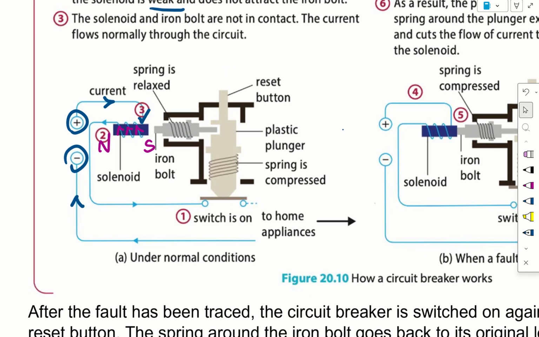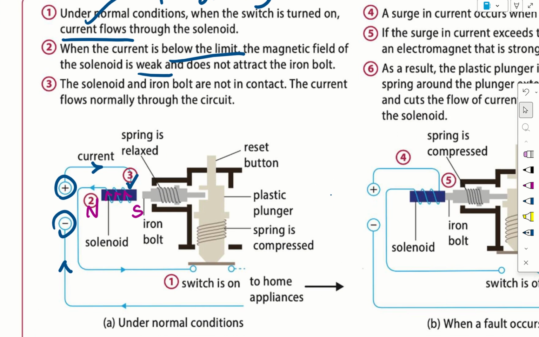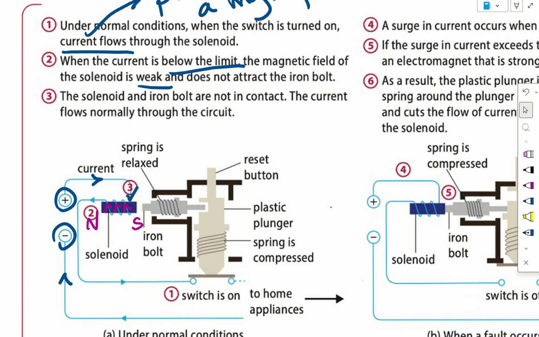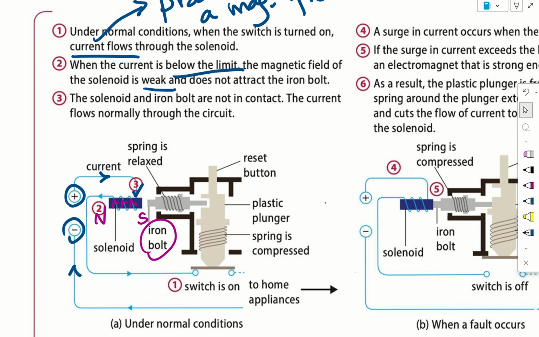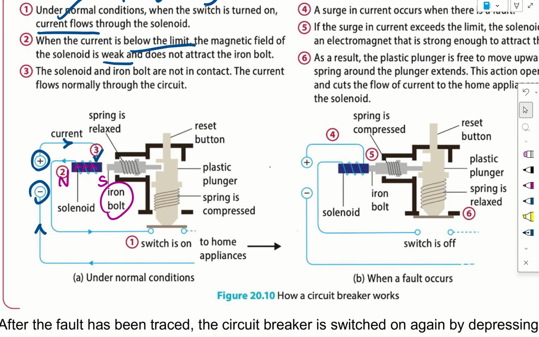So there is a magnetic field being produced by the current flowing through the solenoid, but because the current is below the limit, the magnetic field of the solenoid is weak and therefore does not attract this iron bolt, which is a soft magnetic material. So the solenoid and iron bolt are not in contact, therefore the current flows normally. So this is under normal conditions.